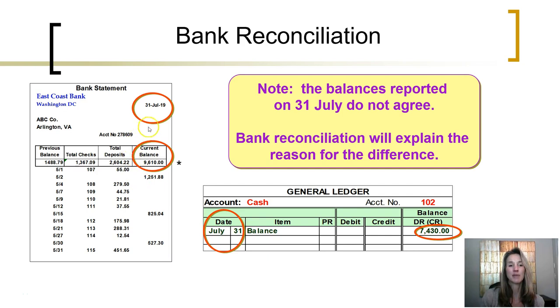So looking at the bank statement ABC received on the 31st of July, the bank reports them having a cash balance of $9,610. But when they look in the general ledger, on July 31st, the general ledger is reporting a cash balance of $7,430. Preparing a bank reconciliation will explain the reason for that difference.